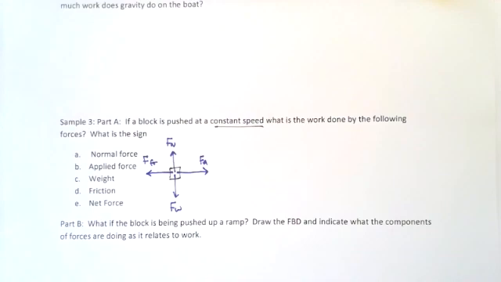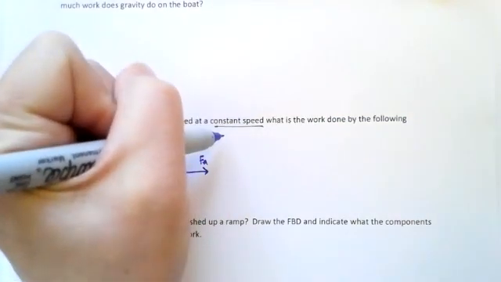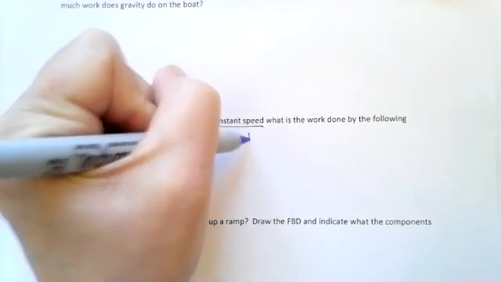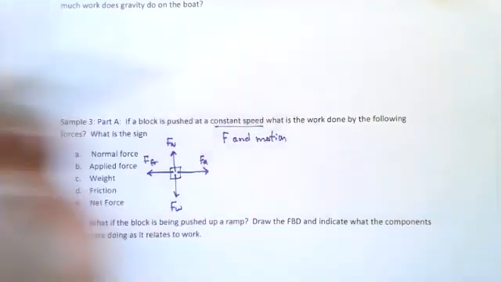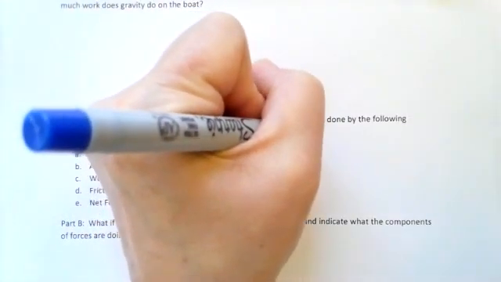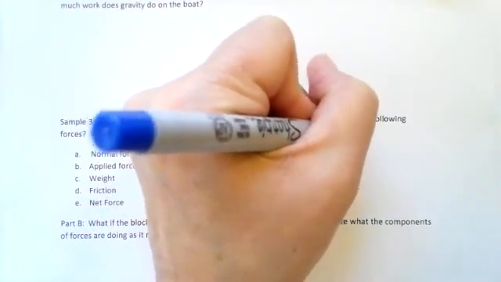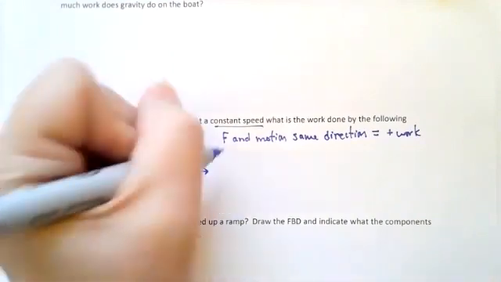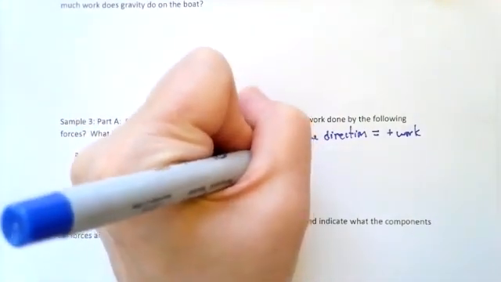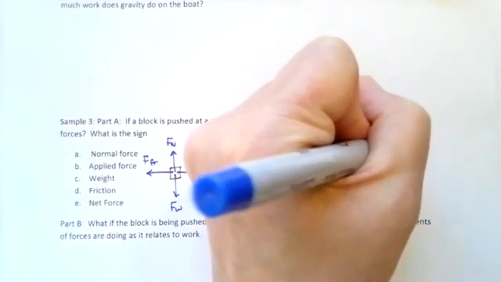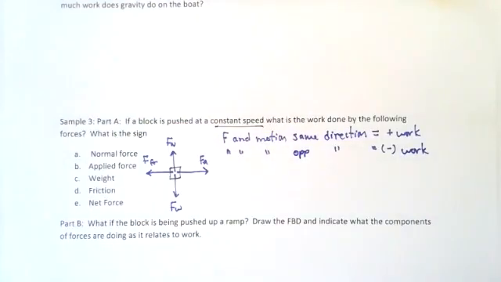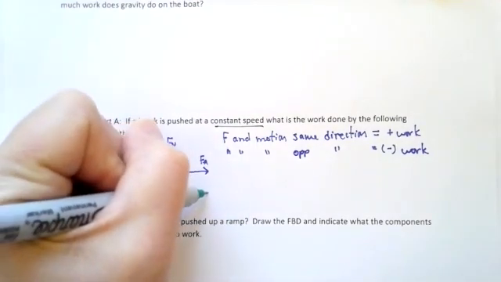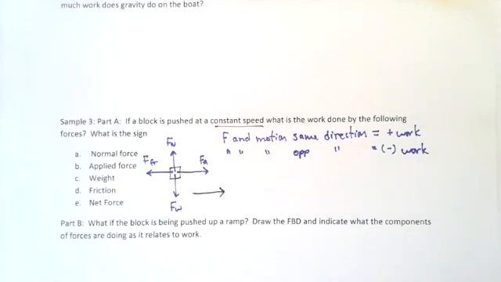So in the previous videos, we talked about the fact that if the force and the motion are in the same direction, I have positive work. If the force and the motion are in the opposite directions, I have negative work. Well, let's assume my motion is here. Doesn't look very green, but it is.